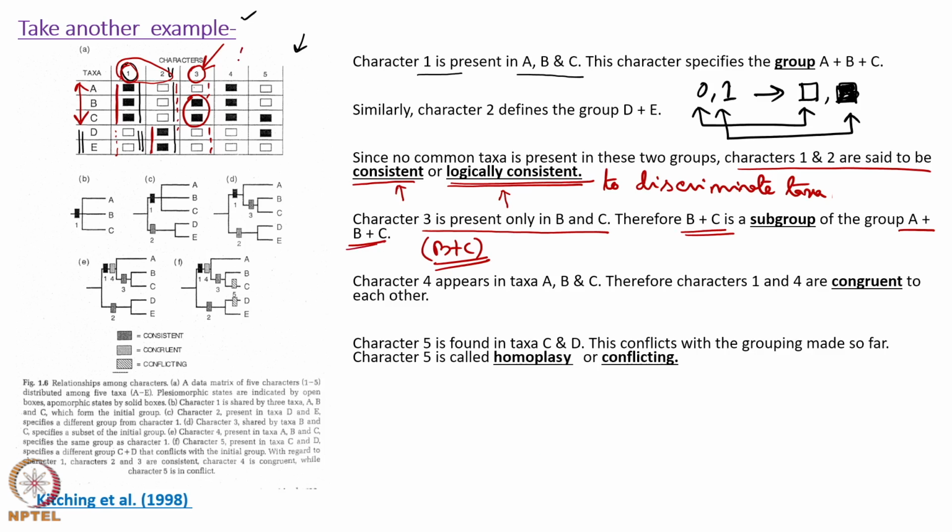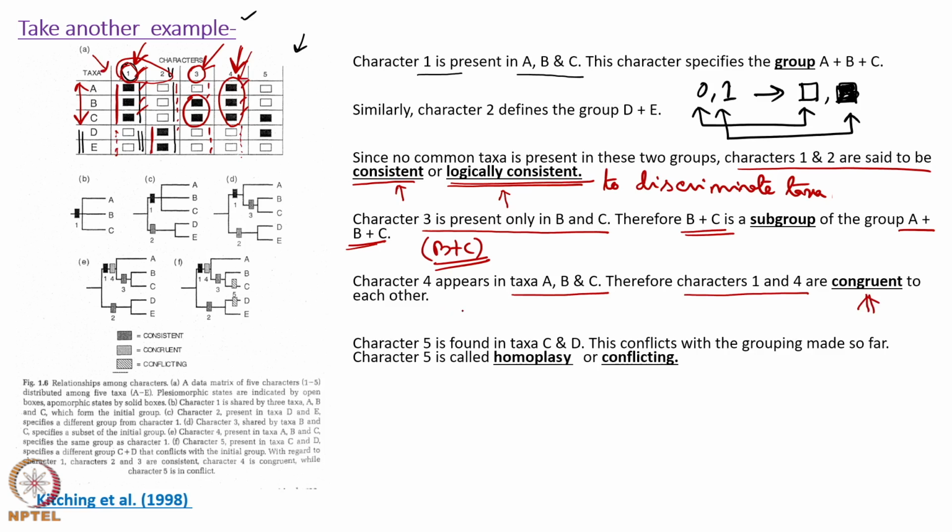Now, let us take a special attention to character 4. Character 4 also appears in taxa A, B and C. Character 4's appearance and character 1's appearance are the same. Character 4 is found in taxa A, B and C. Character 1 is also found in taxa A, B and C. Character 1 is absent in D and E. Character 4 is also absent in D and E. Therefore, characters 1 and 4 are called congruent to each other.